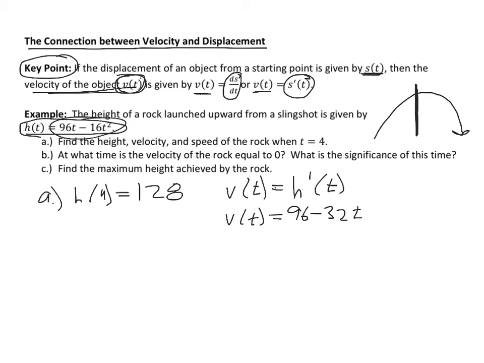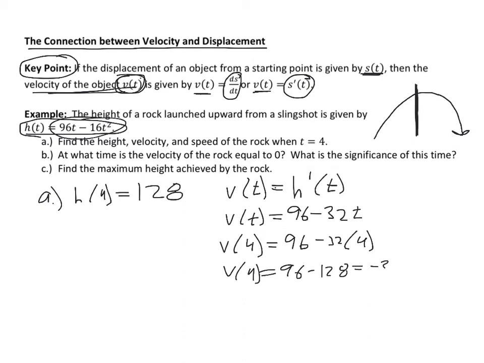And so now when I do v of 4, I'm going to get 96 minus 32 times 4. And that's 128. So v of 4 is 96 minus 128, which is going to be negative 32. Okay? So more than likely, what does this negative velocity mean? More than likely, it means that the rock is falling back down at this point.